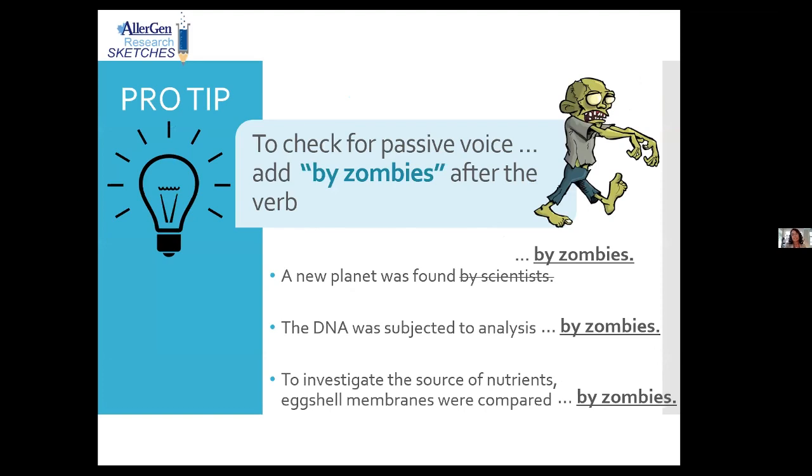So here's a tip to help check for passive voice in your writing. Try adding "by zombies" at the end of the sentence or after the verb in the sentence. And if the sentence makes sense, then you probably have passive voice.